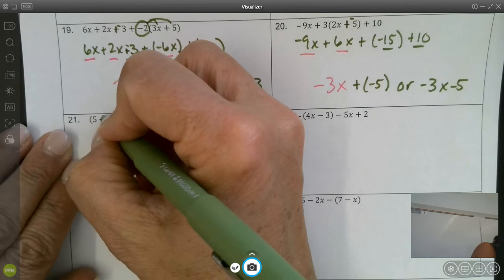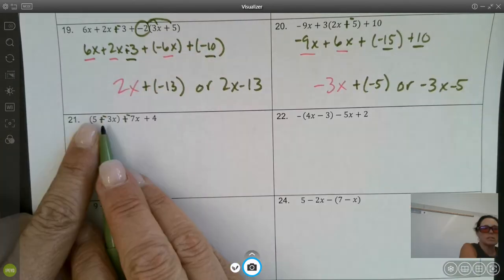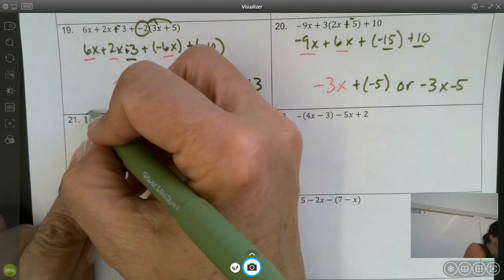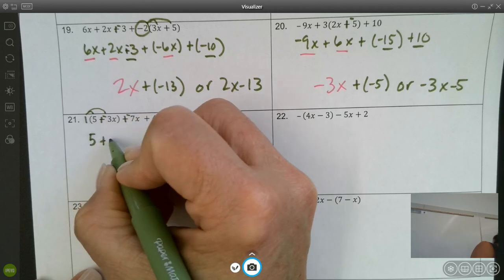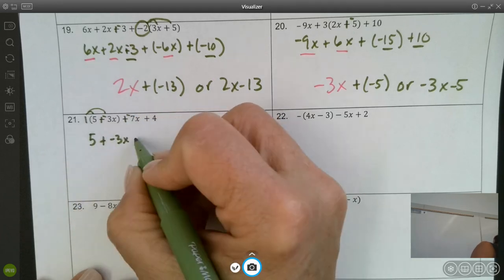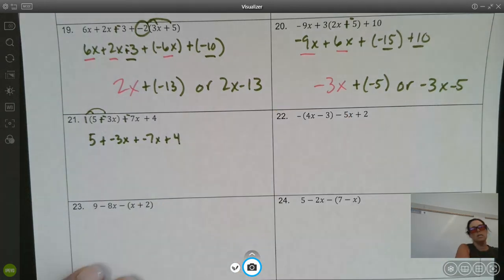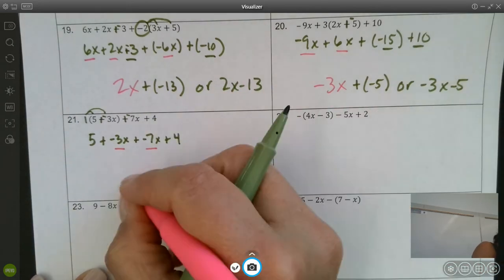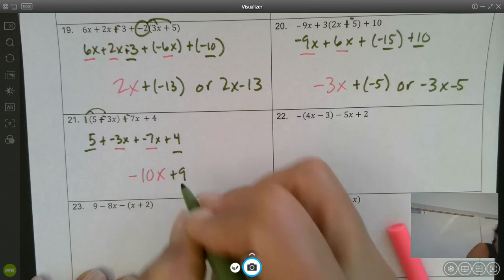Changing this to that and this to that. Okay, now this, the parentheses don't even really need to be there. This is like a 1 being distributed. That would just leave 5 plus negative 3x plus negative 7x plus 4. So the key is get rid of the parentheses first. Then look for your like terms. Negative 3x and negative 7x make negative 10x plus 9.